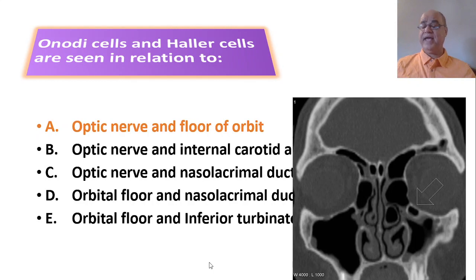And this is the CT scan. Coronal plane of nose and paranasal sinuses, and here you can see that this is the maxillary sinus. These are ethmoidal air cells, and here you can see in the floor of the orbit, just above the maxillary sinus, there is a cell. That arrow is indicating, where my laser pointer is there at the moment. So this is what we call as Haller cells. It is related with the orbital floor.